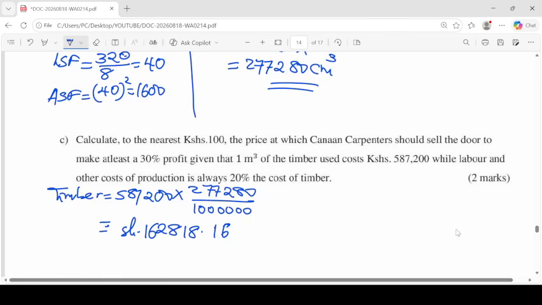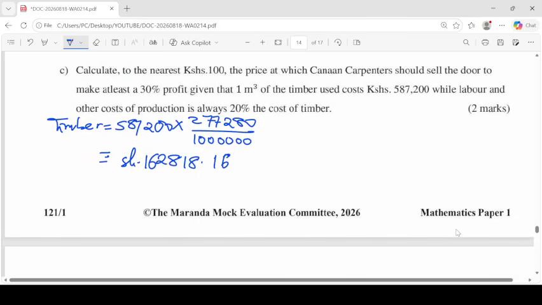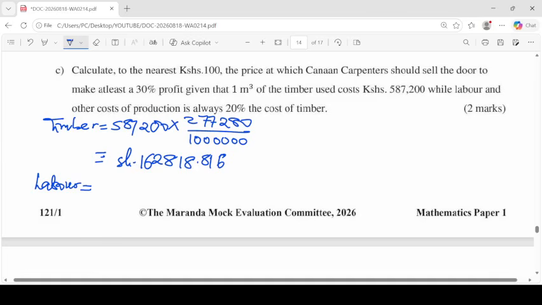So the moment you have this as the cost of the timber, we are being told that the labor and other cost is 20% of the cost. So let us see the labor. The labor cost here is 20%, 20 over 100 multiplied by, my laptop is a bit lagging.